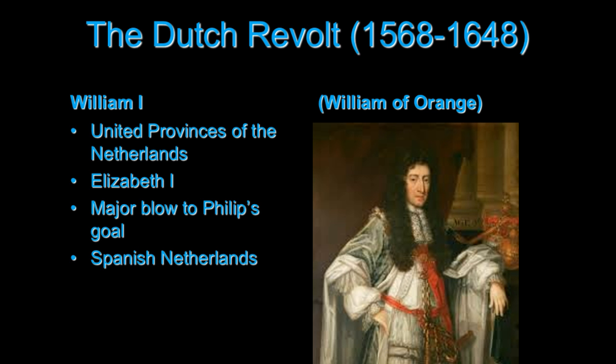So what happens is Philip II's daddy abdicates, gets rid of his throne, and divides things up between his brother and his son. He gives his son the Netherlands. And Philip II is kind of a micromanager.